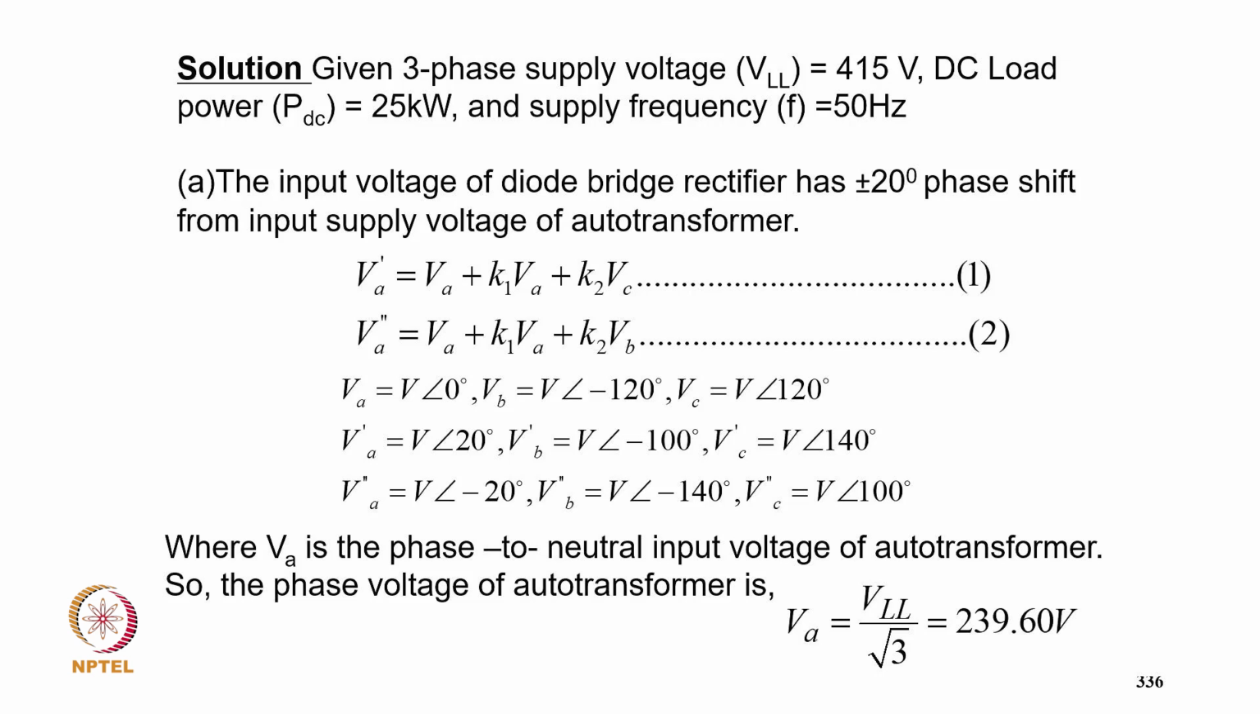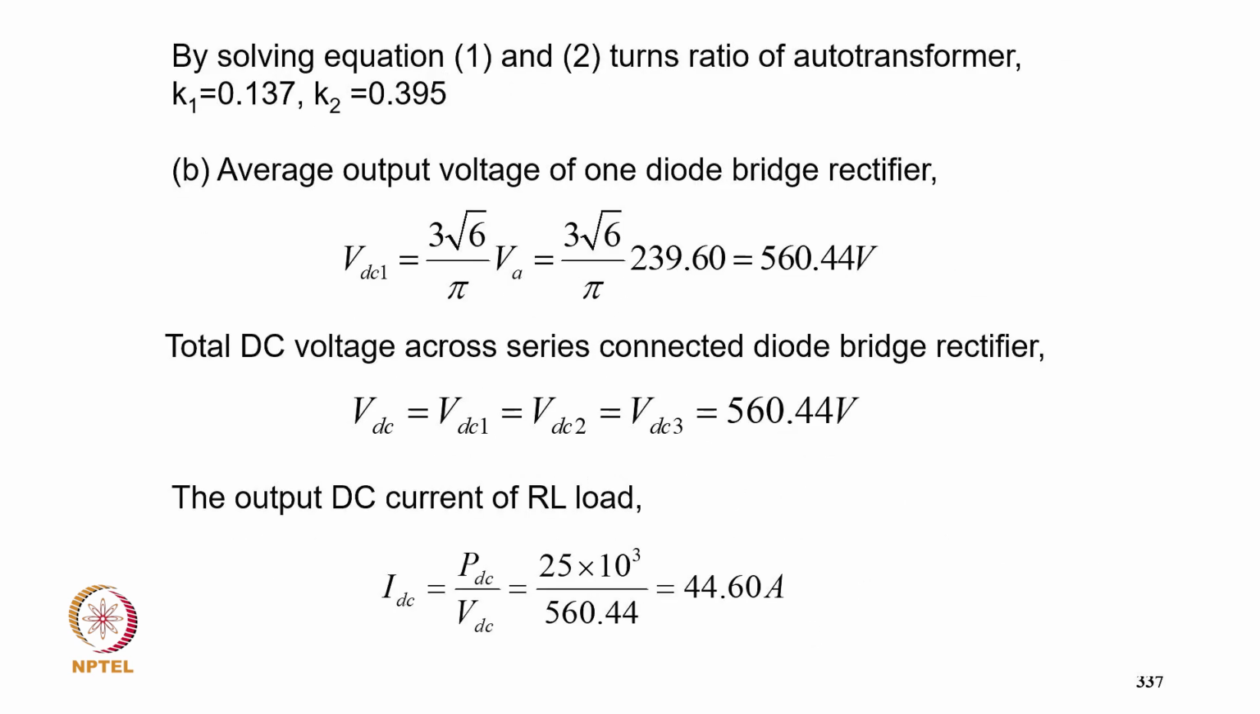So the input voltage of the diode rectifier has a phase shift of plus minus 20 degree for 18 pulse from the input supply voltage and transformer. So VA dash equal to VA plus K1 VA plus K2 VC, and VA double dash equal to VA plus K1 VA plus K2 VB. Putting the values of line and phase, we get K1 equal to 0.137 and K2 equal to 0.395, and VDC1 equal to 3√6 upon 5 VA, that comes 560.4 volt, and VDC equal to VDC1, VDC2, VDC3 equal to 560.44, and IDC equal to PDC upon VDC, that comes 44.6 ampere.